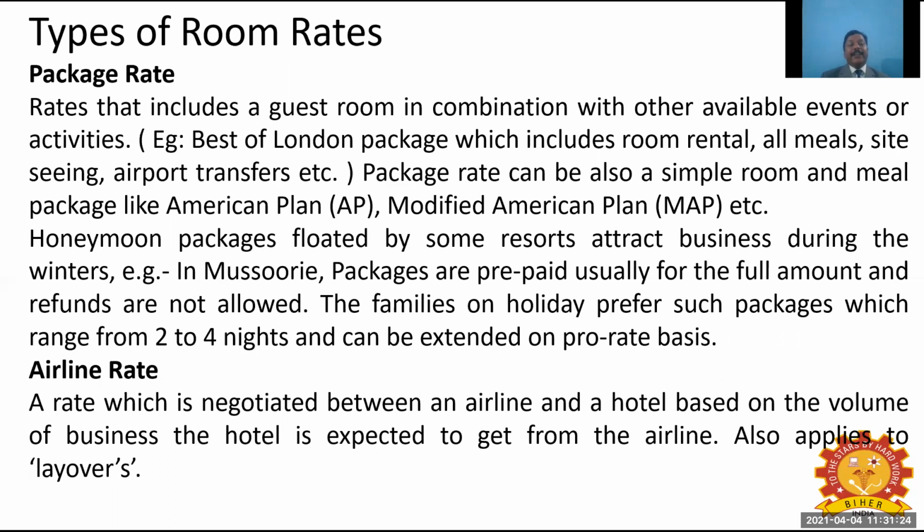Package rate. Rates that include a guest room in combination with other available events or activities. Example, Best of London package, which includes room rental, all meals, sightseeing, airport transfers, etc. This is a type of package, the London package. Package rate can also be a simple room and meal package like American plan AP, modified American plan MAP, etc. So for meal plan, you have to understand what it is. Room rate plus food given is called your meal plan. Usually in the European plan, only the room rate or room tariff is charged.